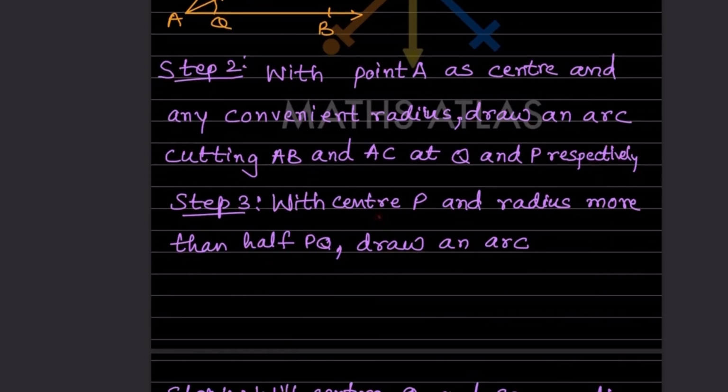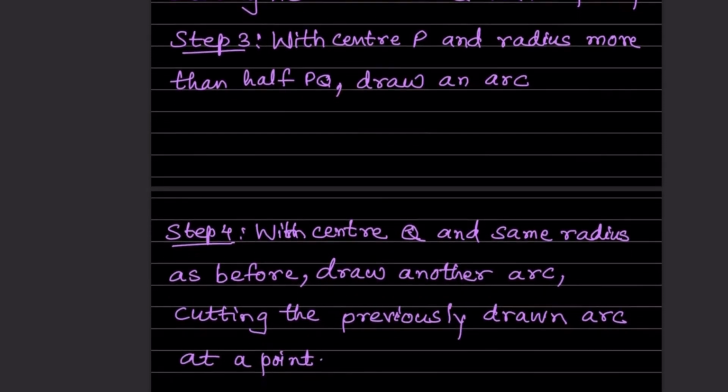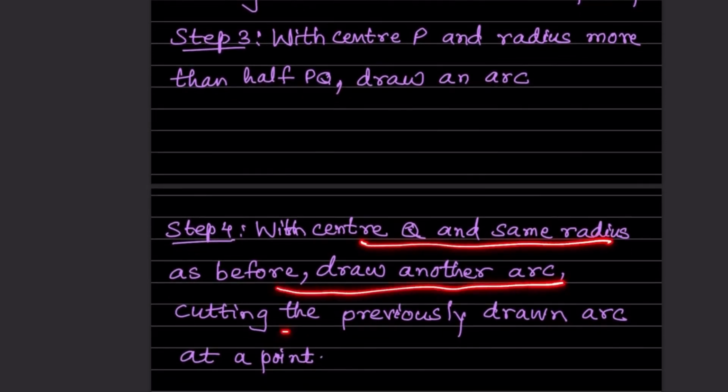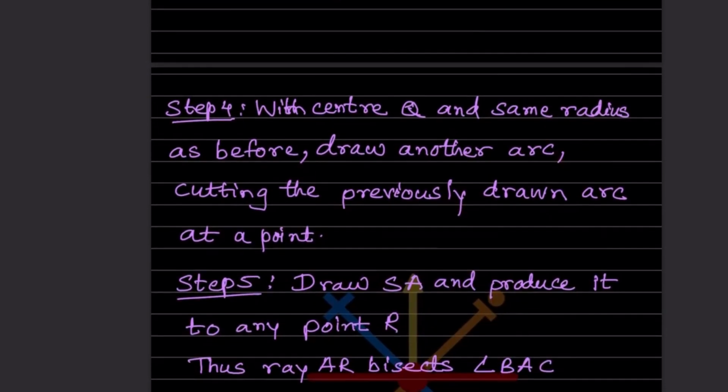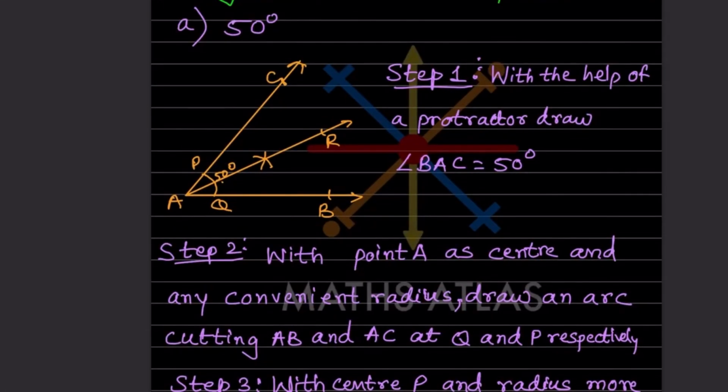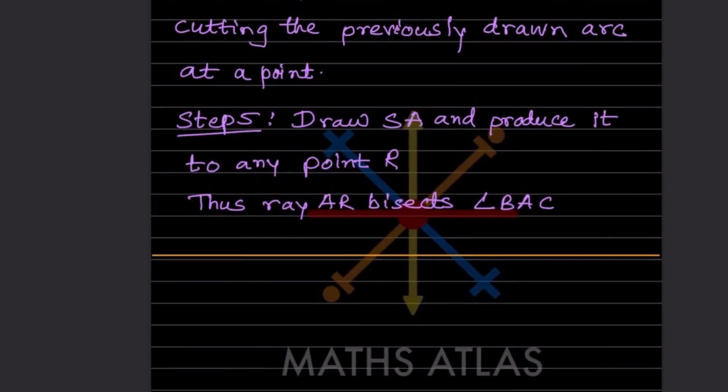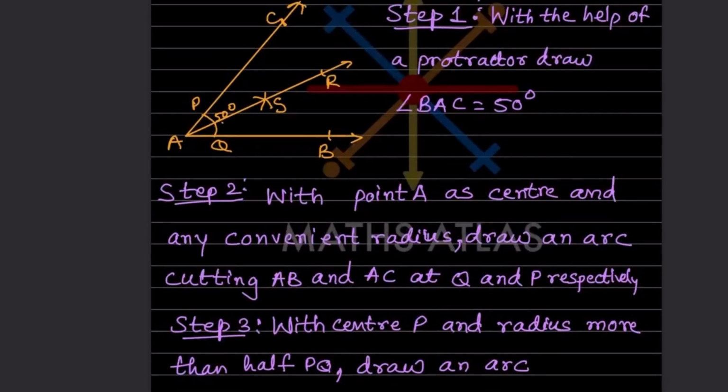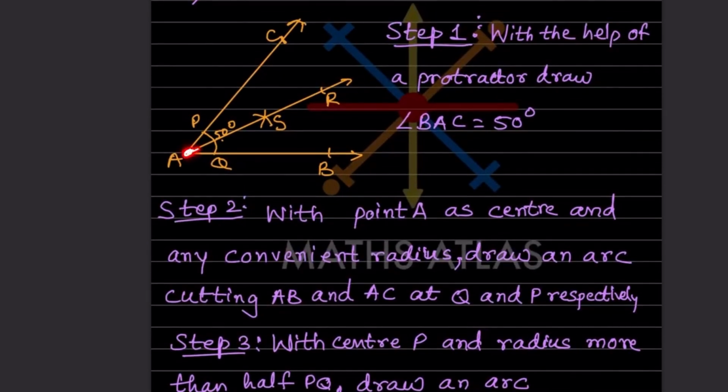With center P and radius more than half of PQ, draw an arc, and then with center Q, the same thing, draw another arc cutting the previously drawn one. You can name this point S. So what is that? SA, and produce it to any point R. One point is fixed and the other is like this; that is called a ray. So ray AR bisects angle BAC. Can you see this ray? This is a fixed point and here you can see an arrow, which means it is a ray. So we say this is the ray AR.